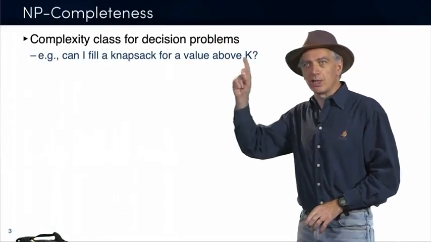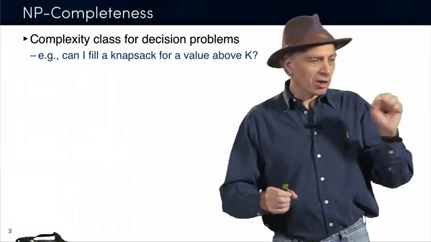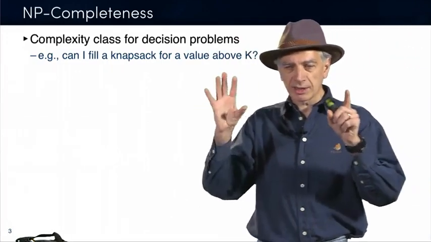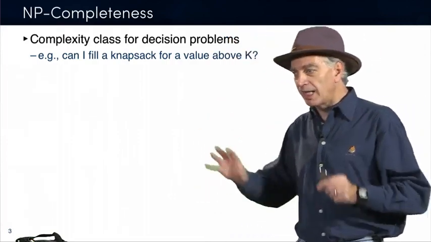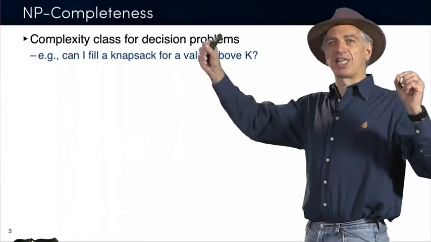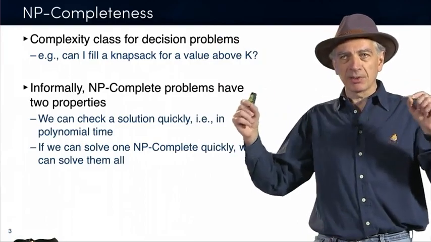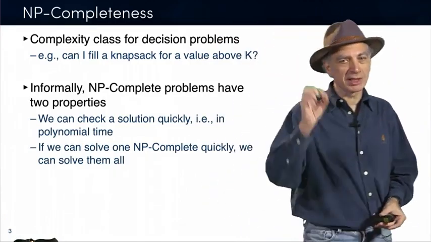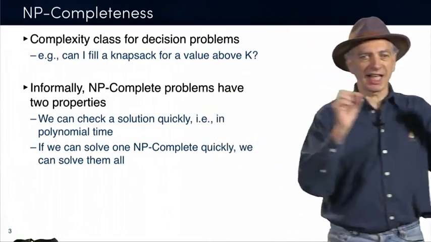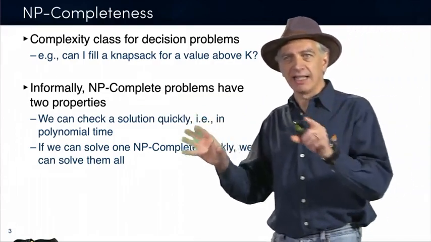So I told you that they belong to a complexity class which is called NP-hard. And that complexity class is basically dealing with decision problems. So the question that this class is looking at are problems like, can I fill this knapsack that I have here, okay, for a value which is above k, okay? And so informally, these NP-complete problems will have two properties, okay? The first one is very interesting. If I give you a solution, you will be able to verify that this is actually indeed a solution very quickly. So you have a very efficient algorithm for checking if something is really a solution.